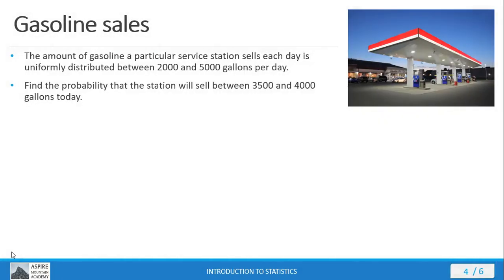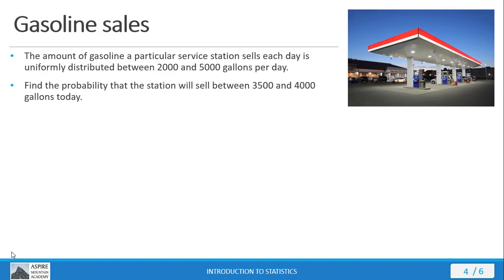Okay, so you can see StatCrunch is pretty easy once you know what to do with it. I actually prefer to use StatCrunch to do it, but let's look at another problem to demonstrate how to solve uniform distribution problems both ways. So here we've got a gasoline station, and at this particular station, they're selling gasoline according to a uniform distribution between 2,000 and 5,000 gallons per day. So we're asked to find the probability that the station is going to sell between 3,500 and 4,000 gallons today.